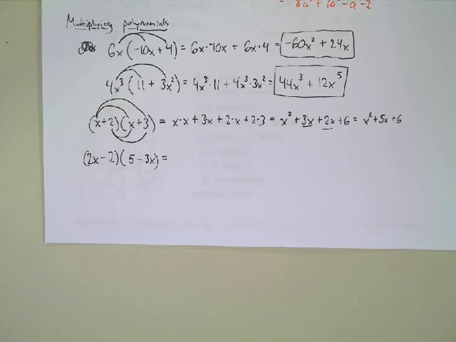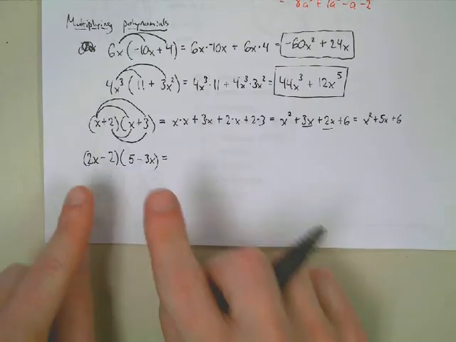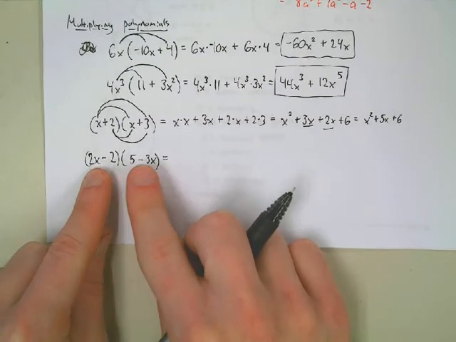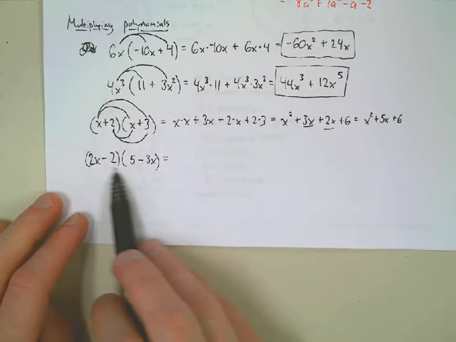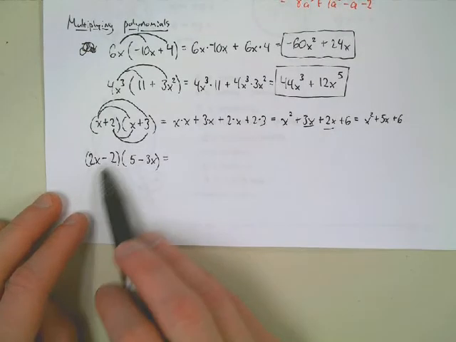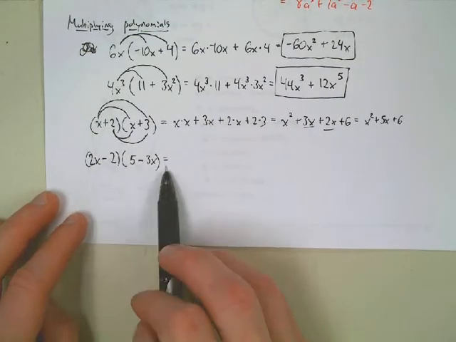All right, so again, we have a binomial times a binomial, but again, it's something in front of parentheses, right? This whole quantity is in front of these parentheses. And so we'll just distribute, okay? Each piece here to each piece here. So 2x distributes to the 5 and to the minus 3x. The minus 2 here distributes to the 5 and to the minus 3x.